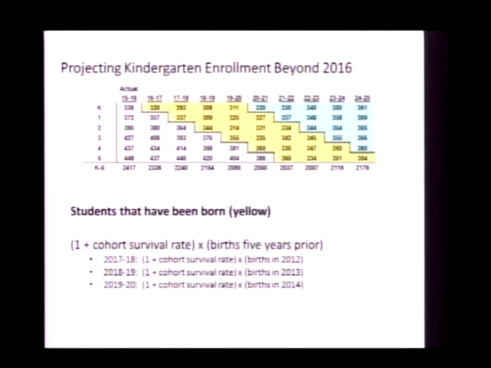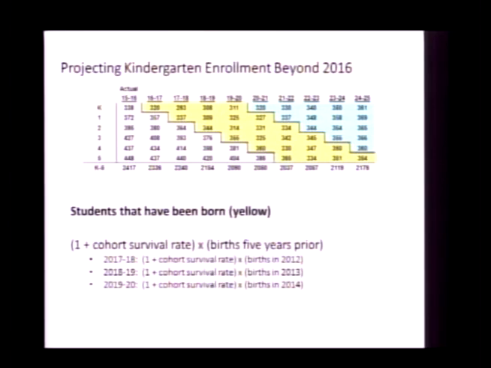So it's going to be the same equation. We find that cohort survival rate, and then we apply it to the births 5 years prior. For an example, if students who were born in school year 2017-2018, the formula would be 1 plus the cohort survival rate times the birth from 2012, 5 years before their enrollment in kindergarten, and so on and so on. I won't go through every single one of them.